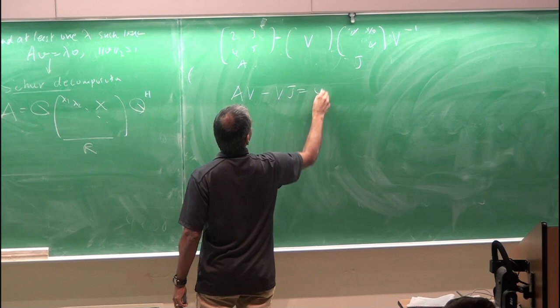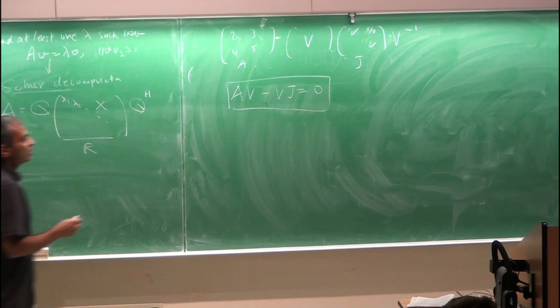But this is a familiar equation. You've seen it two or three times in your homework now. So you know the matrix A, you know the matrix J, and you just have to find V.